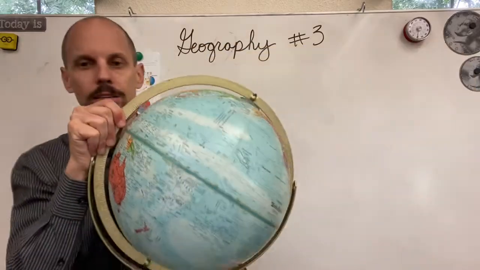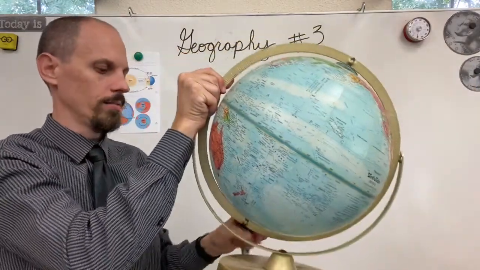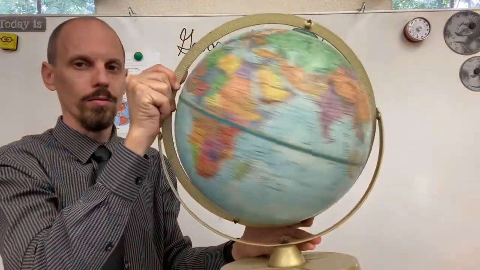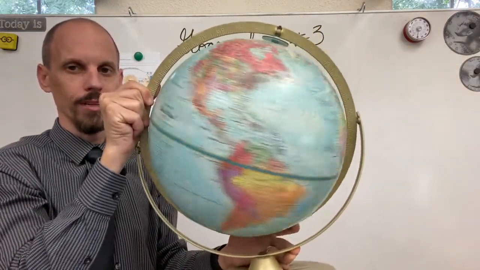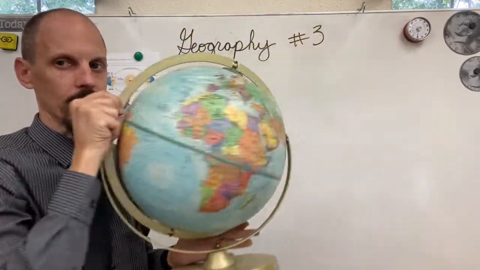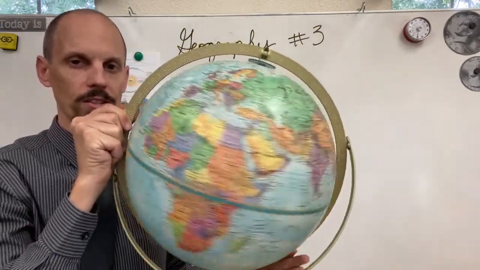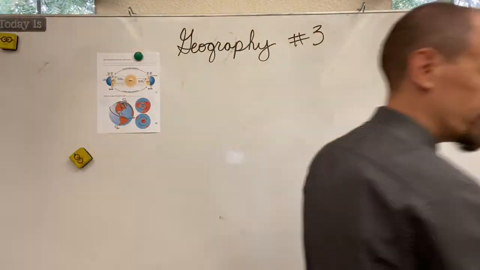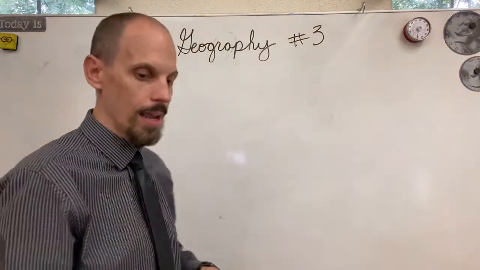Look, here is a globe. See if I can hold it. Right? And the earth, it rotates. It spins. So while it's doing this, it's also going around the sun at the same time. What does this cause to happen? What happens when the earth spins? It gives us day and night.